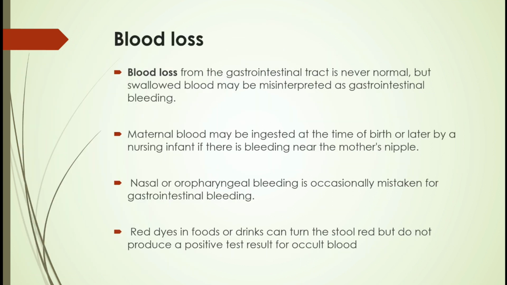Blood loss. Blood loss from the gastrointestinal tract is either from the mouth with vomitus or from the stool, right? So it is never normal. Blood loss from the gastrointestinal tract is never normal, but swallowed blood may be misinterpreted as gastrointestinal bleeding, as in a newborn baby. Maternal blood may be ingested at the time of birth or later by a nursing infant. If there is bleeding near the mother's nipple, the baby can swallow it during feeding, and then may regurgitate it, or pass dark black stool, or regurgitate fresh blood. So it can mistakenly be considered blood loss from the GI tract of the baby, but it is swallowed maternal blood.